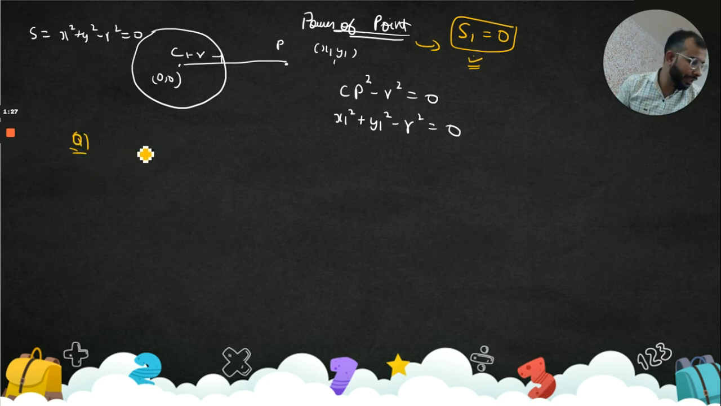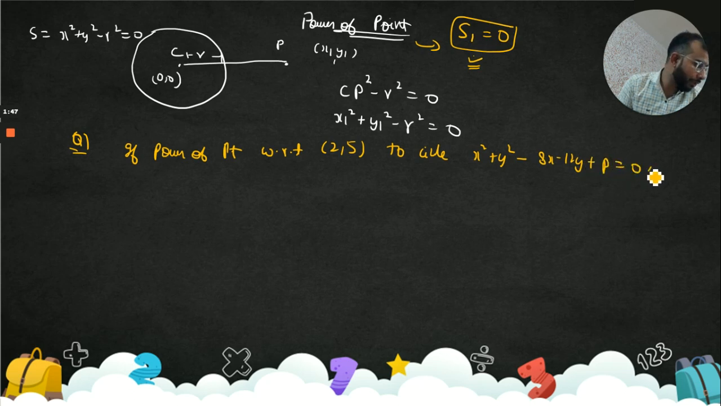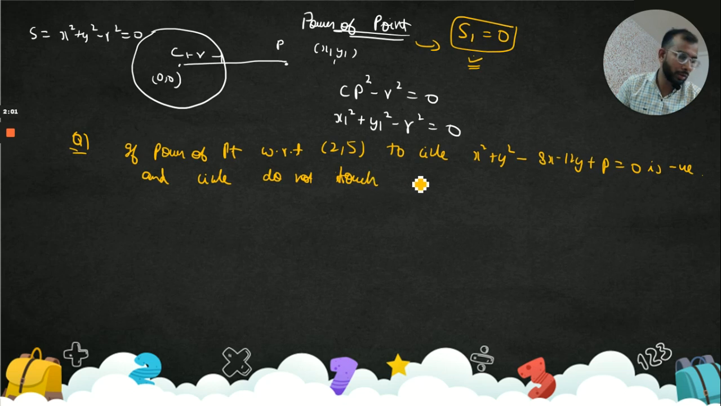So let's see one question. The question is: the power of the point (2, 5), which is outside the circle x square plus y square minus 8x minus 12y plus p equal to 0, is negative. Power of point negative means S1 is less than 0, so the point is inside. And the circle does not touch both the axes. Find p.